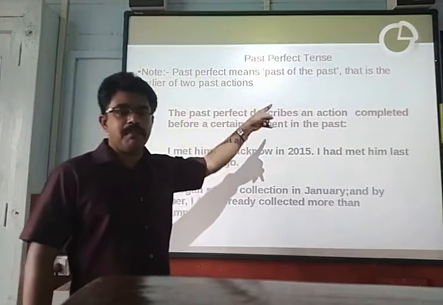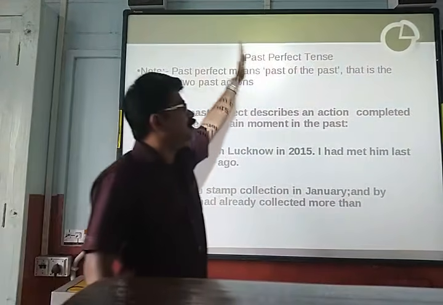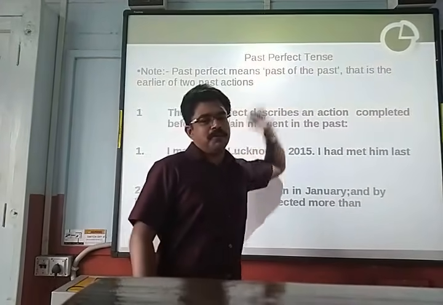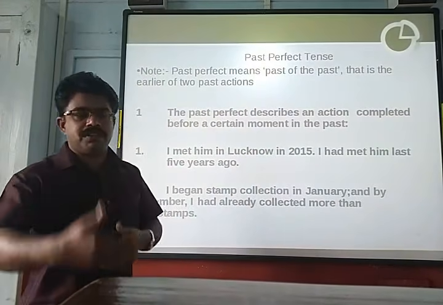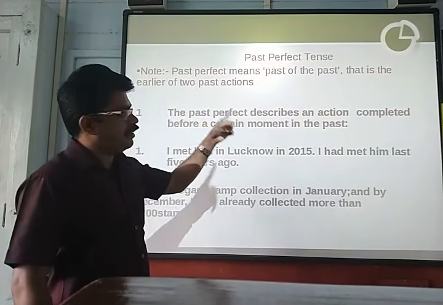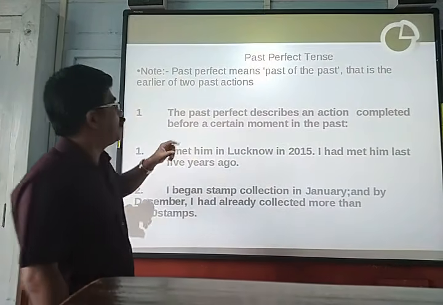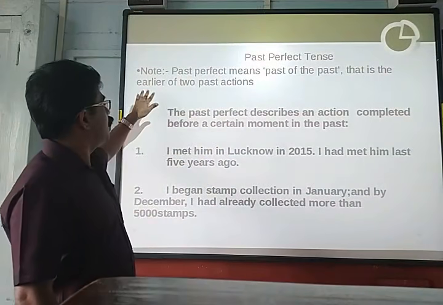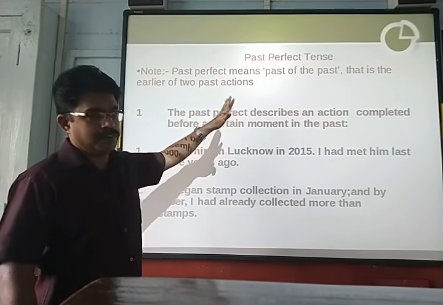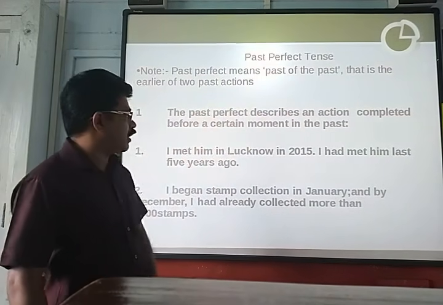Past of the past. Both the things are in the past. This is also past, this is also past. Two activities that have taken place in the past time. So that is what we are speaking about. That is the earlier of two past actions. Two past actions have to be mentioned, or something that has taken place.